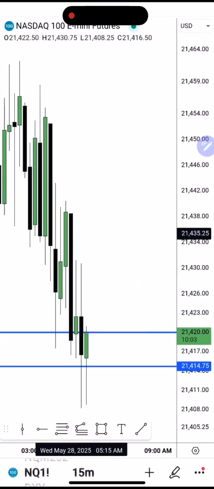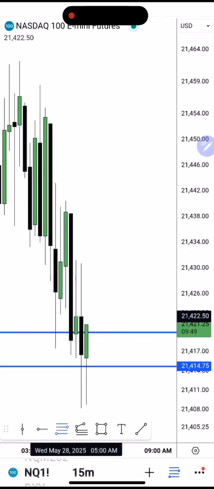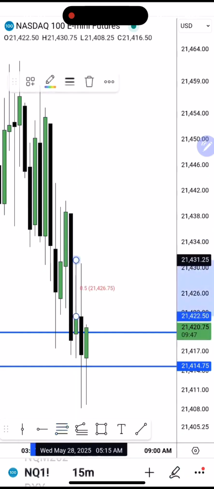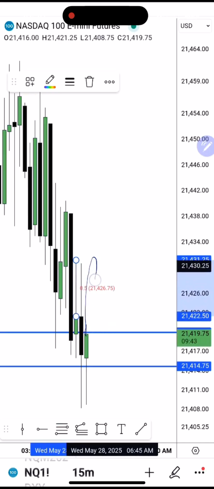Okay, so watching these two wicks, you want to get a measurement on consequent encroachment. I can't do it when the drawing tool's on. Okay, so I want to see price get above it, respect on the body the consequent encroachment of these wicks, and then attack that buy side there.